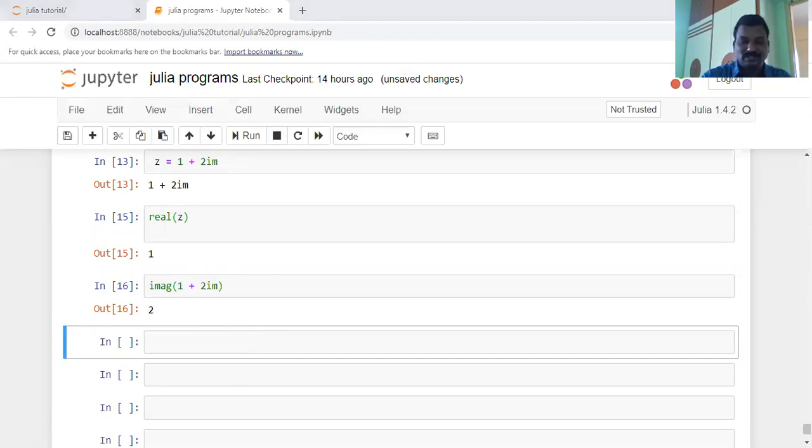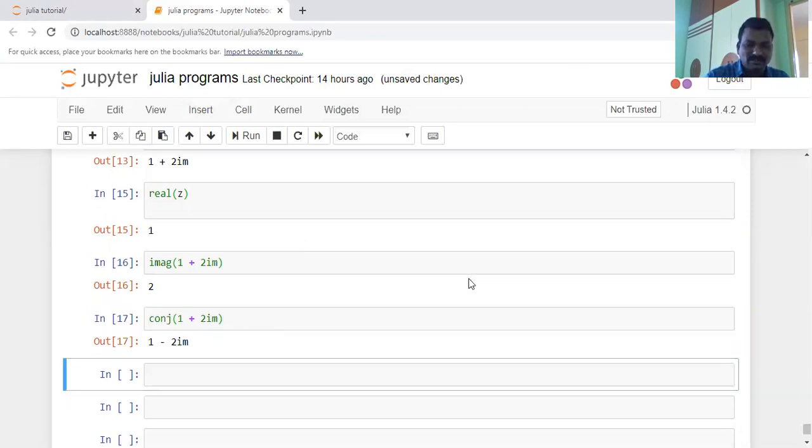Here comes the next function, conjugate. Conjugate means the opposite value. For example, the conjugate of 1 is 1, and of minus 1 is minus 1, like that the opposite is represented. For example, the conjugate of 1 plus im is 1 minus im. For 2 im, the conjugate value is minus 2 im.